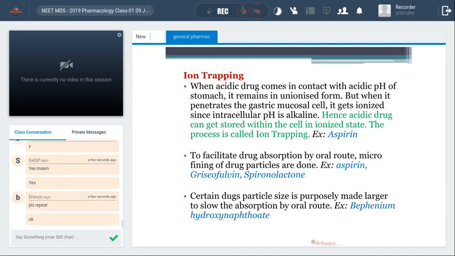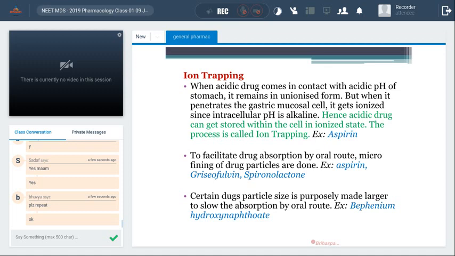And there are cases where, to facilitate drug absorption by the oral route, micronizing of drug particles is done. That means we reduce the size of the particles to facilitate drug absorption. If I give huge particles, it will take a long time to produce an effect. So we do micronizing of drug particles. That is done for aspirin, griseofulvin, and spironolactone.